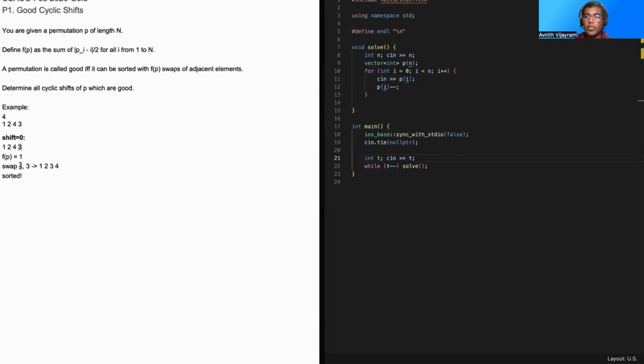So add it all together, and f of P is 1. And we can sort this permutation with one swap. We just swap the 4 and the 3. So this permutation would be good.